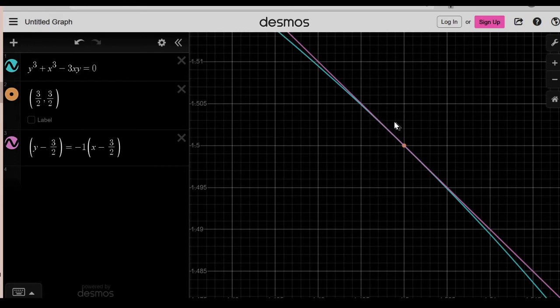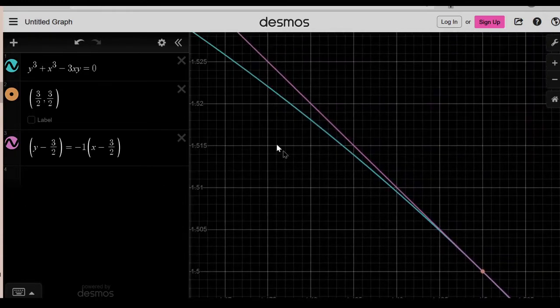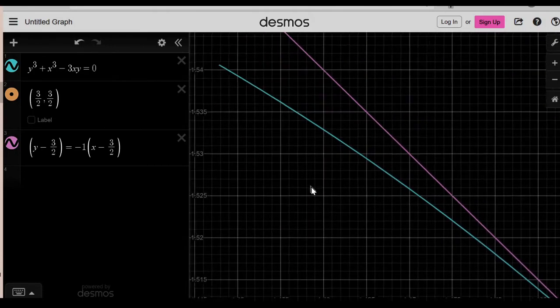It looks like I can barely tell them apart for x's which are within maybe 0.005 units of the point of attachment 3/2, 3/2. We can basically use the tangent line as a pretty great stand-in for this more complicated function. At least for x's which are close to the point of attachment, that approximation is going to be pretty darn good.